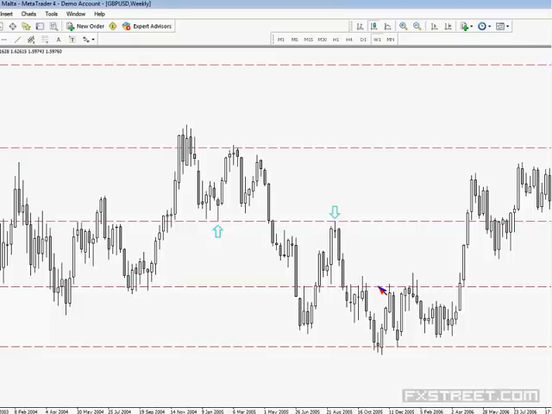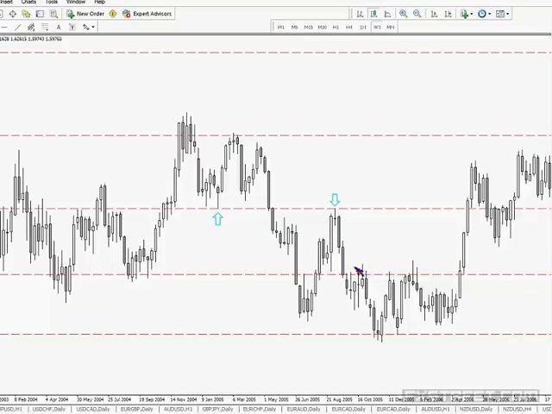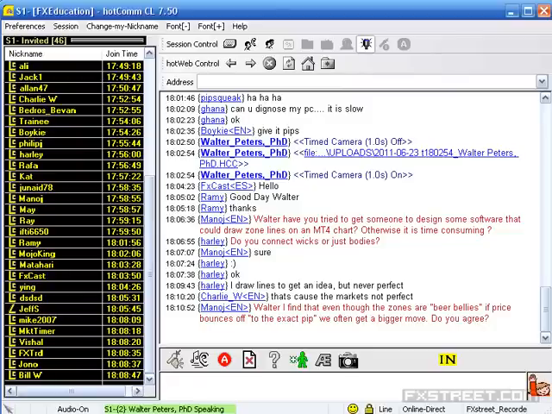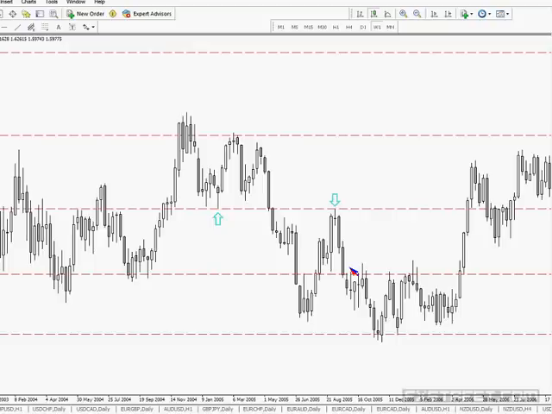What the line chart shows is closing prices. So when Harley asked the question, do you connect wicks or bodies, I found that regardless of whether it's a wick or a body, for me, the closing price is really critical. When price gets sloppy and there are a lot of touches on either side of the zone, I want to make sure that I'm looking at the closing price.